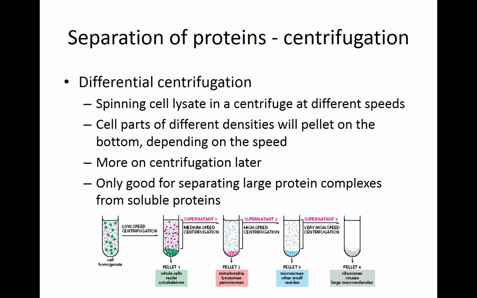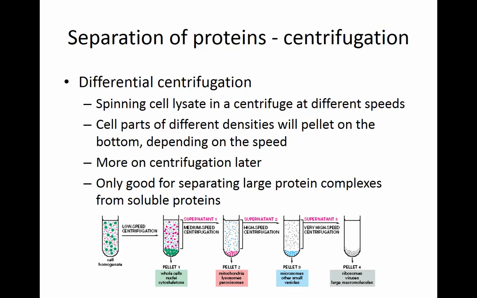And so we'll talk a little bit about centrifugation. We're not going to do any differential centrifugation in the lab, although it would be nice. But differential centrifugation is a little bit different than just spinning things down in a tube and removing the supernatant. Essentially what you're doing is you're taking a cell lysate, you've taken your cells from your culture and blown them apart, and you have all the proteins. And what you do is you spin them at different speeds or in different types of media, and cell parts of different densities will pellet on the bottom depending on what you're doing.